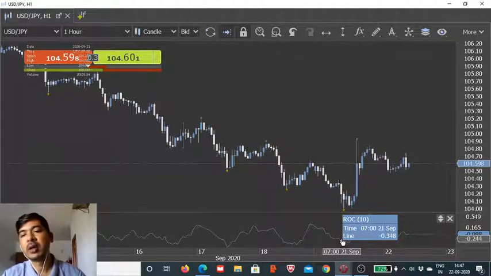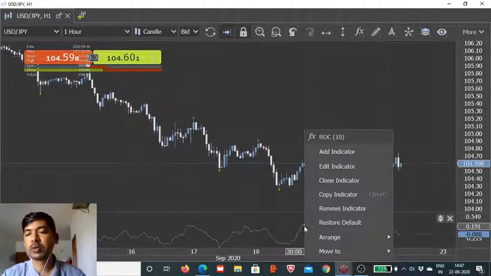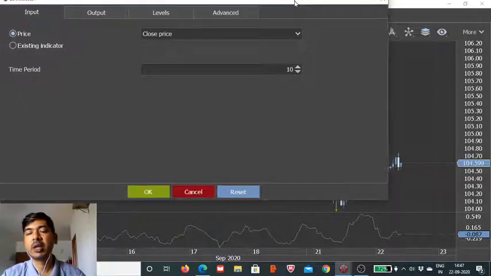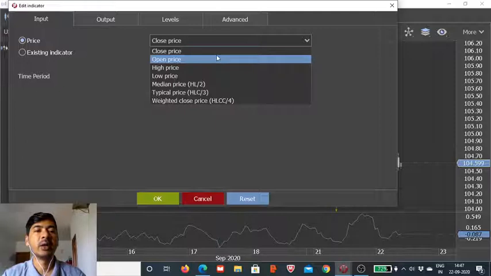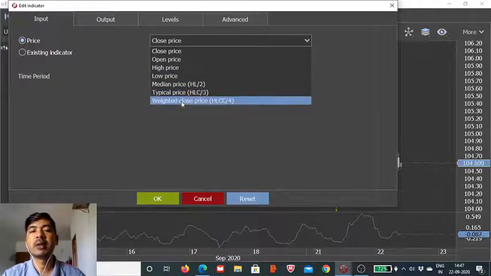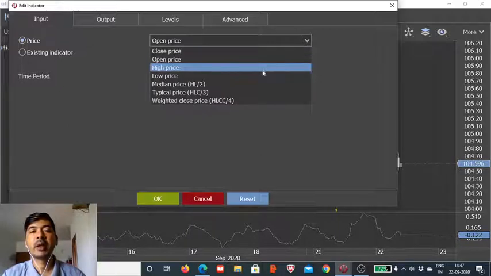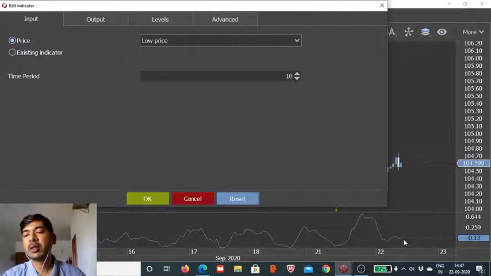So we can use this indicator in many ways. And again, I would like to show you how we can edit it to make the configuration a bit different, whichever suits our purpose. So here the price on which this change is going to be calculated can be different. It can be closing price, open price, high price, low price, median price, typical price, weighted close price. So we have all these options open, and depending on what applied price we choose, we will have differences in these ROC values.